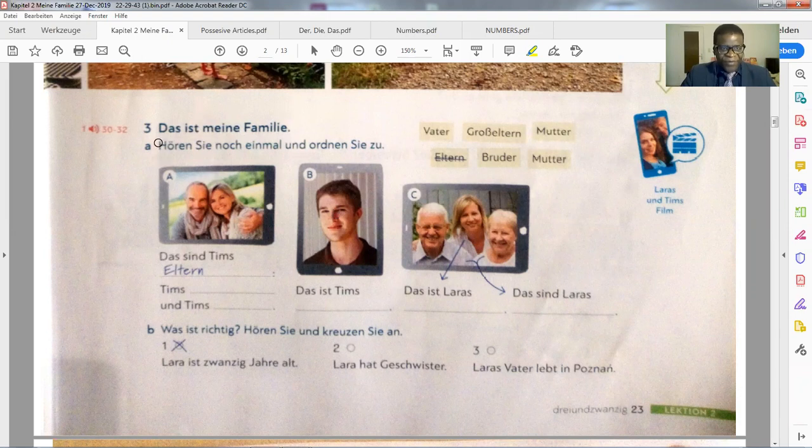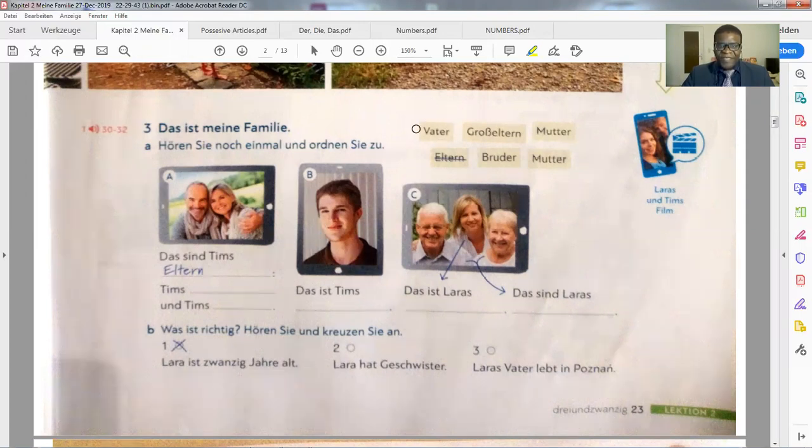Just a quick review. Nummer 3, das ist meine Familie. This is my family. Hören Sie noch einmal und ordnen Sie zu. Listen once more and fill out the blanks. Order, in this case, to fill out the blanks. Now, you cannot fill out the blanks if you do not know the terminologies behind this page. Now, let us do some definitions. You don't have the CD, you don't have the audios here. Don't worry, I'm going to give you all the stuff, but later on you can listen to the audios at your own time. Let's make some definitions.